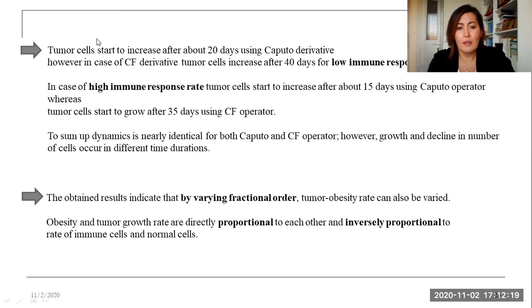So this is the advantage that using two different operators brings us. Another result is, as you see in the simulations, we take different fraction order and different tumor obesity rate, which describes high calorie diet, low calorie diet situation. We get the cell levels under these circumstances, and we can say that obesity and tumor growth are directly related with each other, but they are inversely proportional to the rate of immune cells and normal cells. So when obesity is high, tumor growth is also fast. When tumor growth is fast, we have a low level of immune cells and normal cells. So in this sense, we obtain such relations mathematically, which is also valid biologically. So there is no contradiction.